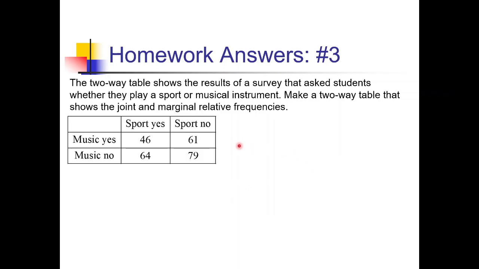On this one, we have a two-way table showing the results of a survey asking students whether they play a sport or musical instrument. They want us to make a two-way table that shows the joint and marginal relative frequencies of all this. In order to make this happen, we're going to figure out what all these add up to and then divide all of these by the total to get some percentages. So let's add all these together: 46, 61, 64, and 79.